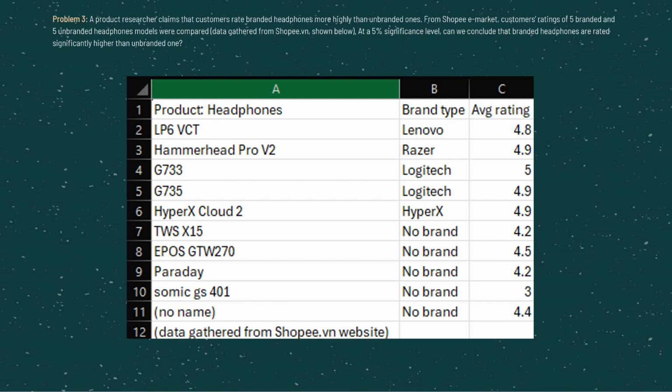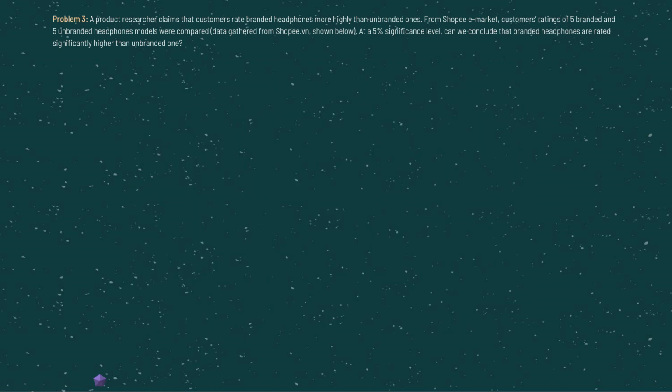Now let's go with problem 3. A product researcher wants to see if the branded products have better rating than the unbranded ones at the 5% significance level. Once again, all the data is real data, and you can find it on Shopee eMarket. Now, let's get to the test.